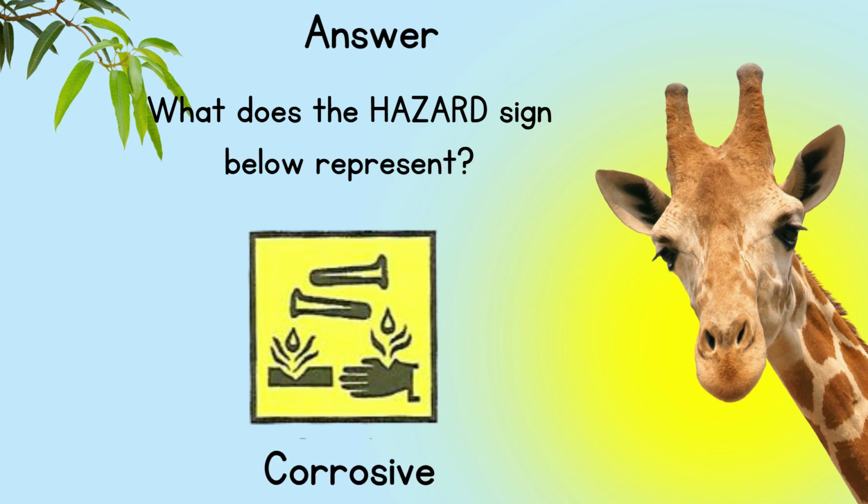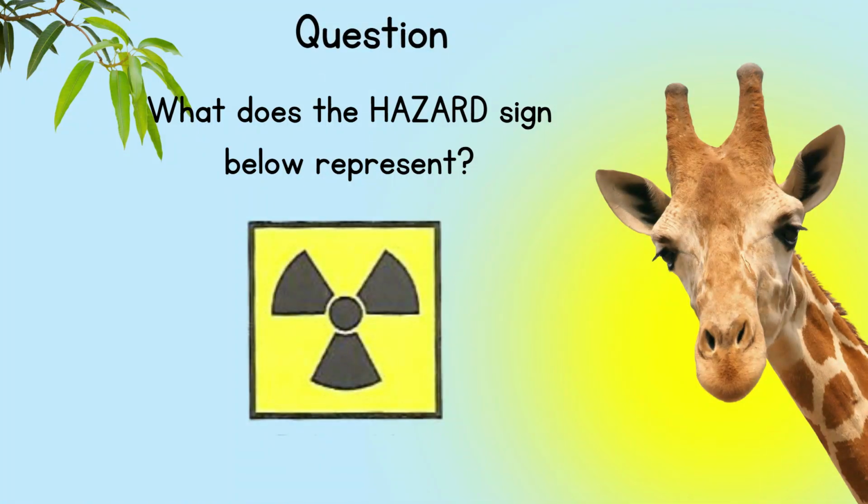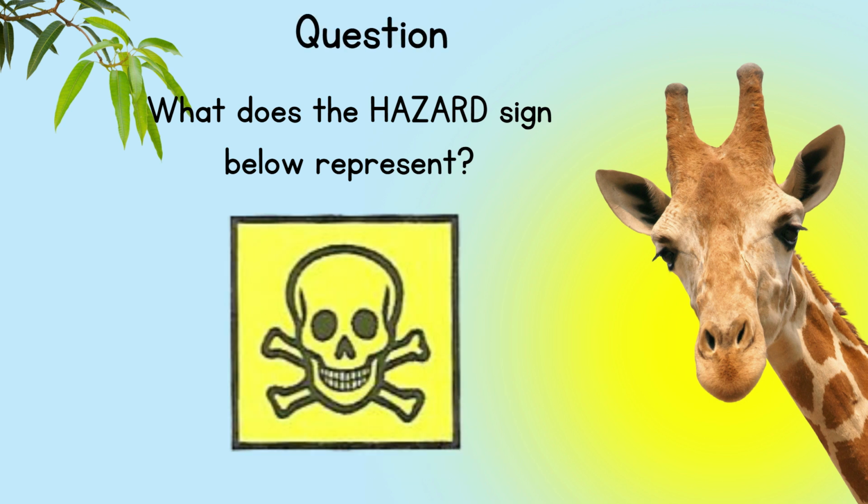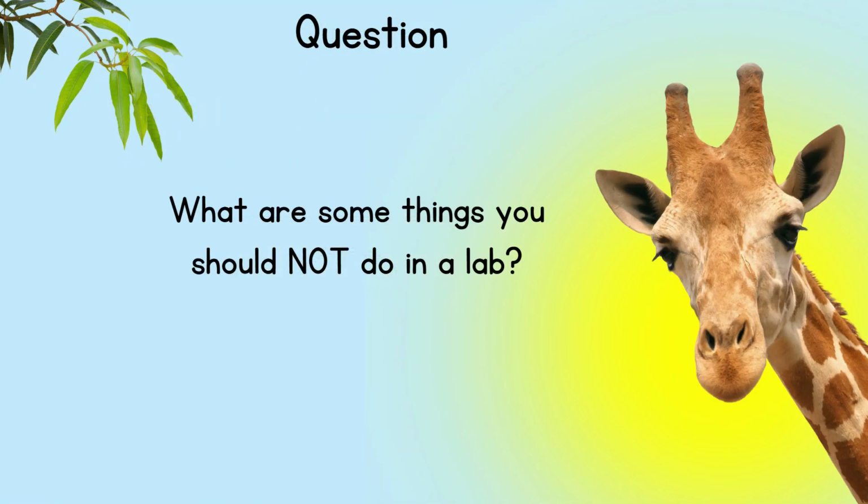What does the hazard sign below represent? Correct. Corrosive. What does the hazard sign below represent? Correct. Radioactivity. What does the hazard sign below represent? Correct. Toxic.